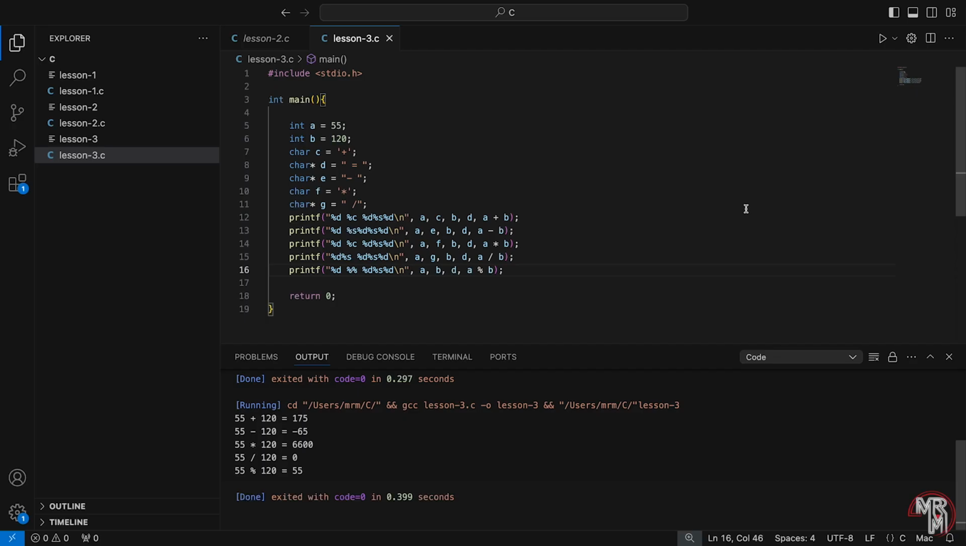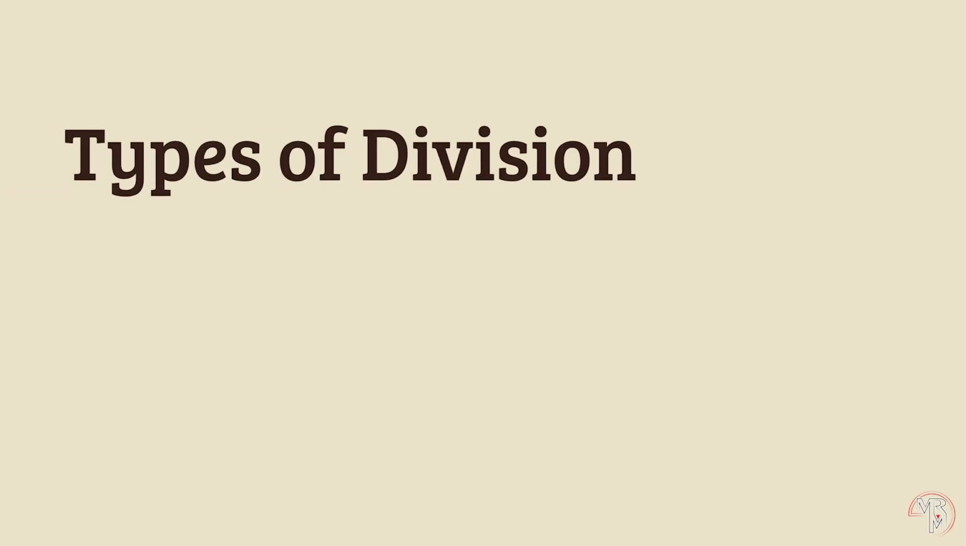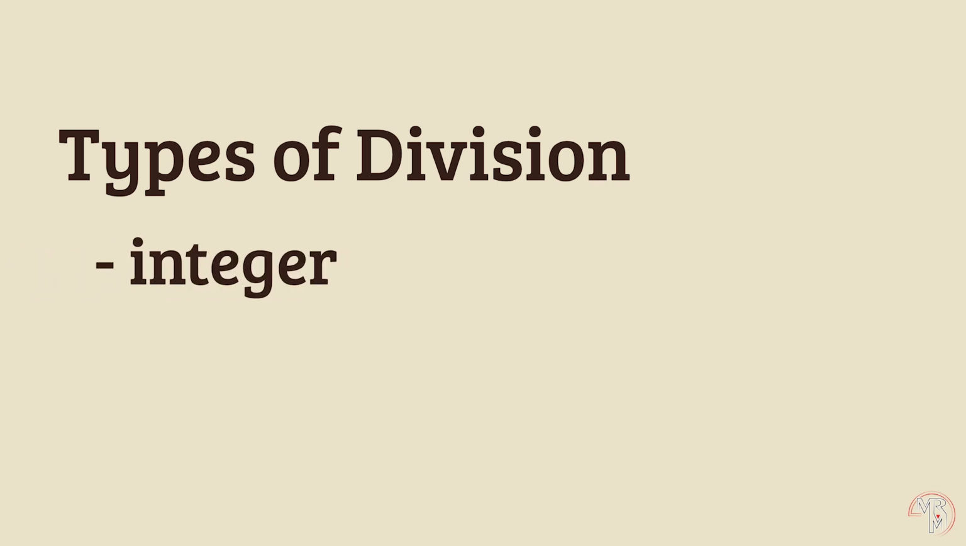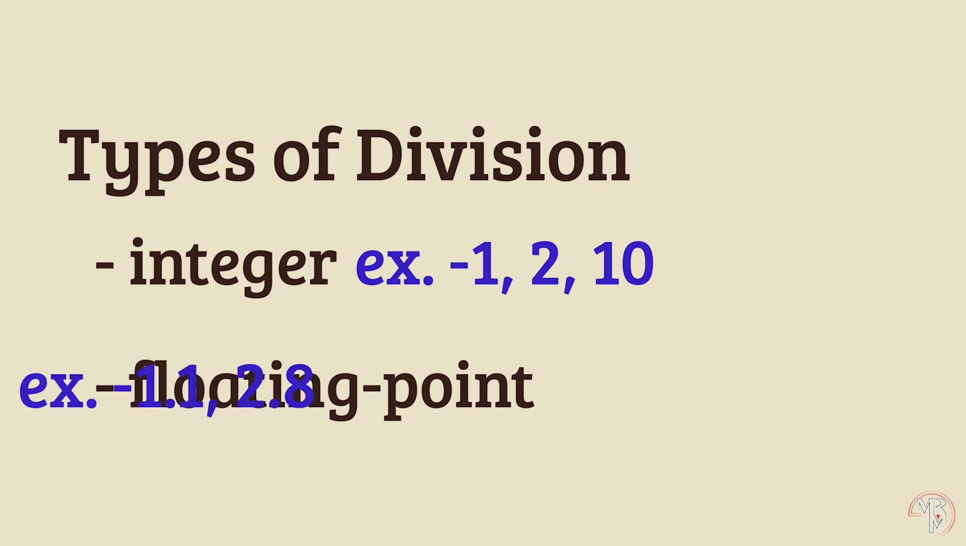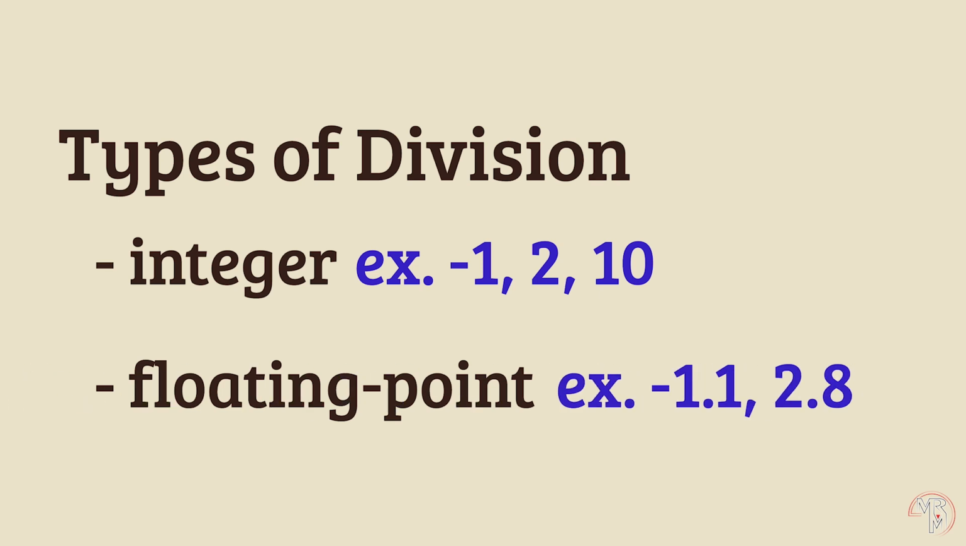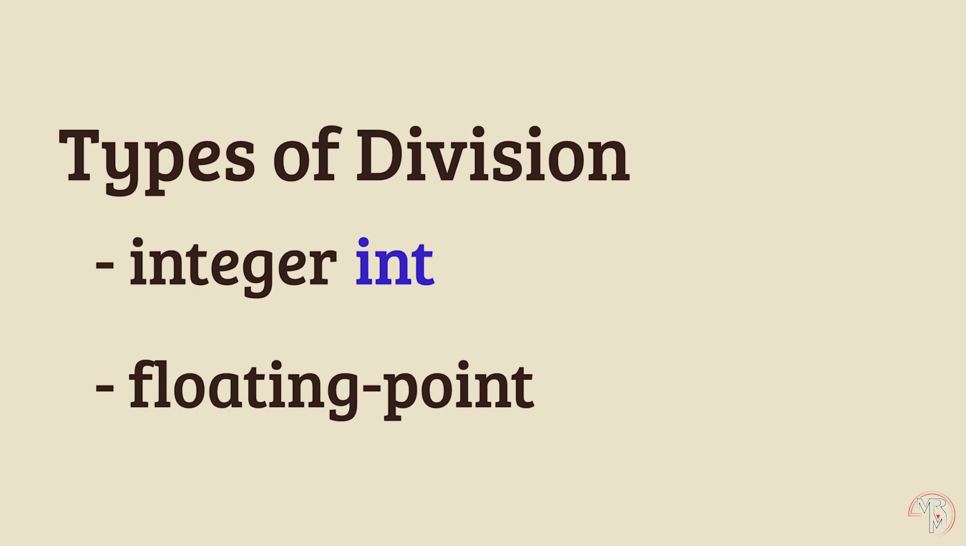What we're going to do now is look at the result of division, which for some reason is 0. And this happens because in programming there are two types of division, integer division and floating point division. The result of the integer division is an integer number, meaning a number without a fractional part. Here are some examples of integer numbers. Now, the result of the floating point division is a floating point number, meaning a number that has a fractional part. In C, int is a data type that represents integer numbers, while float is a data type that represents floating point numbers.